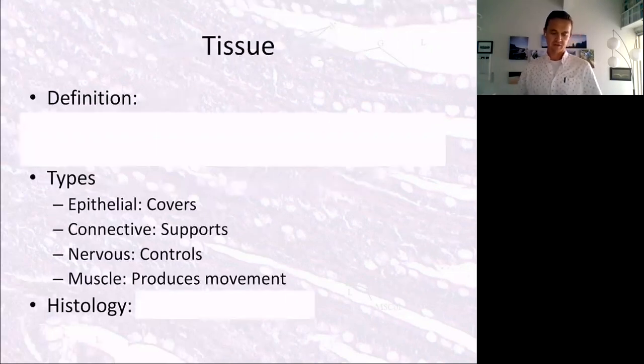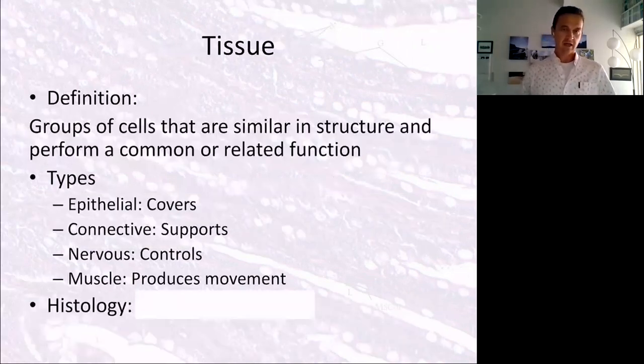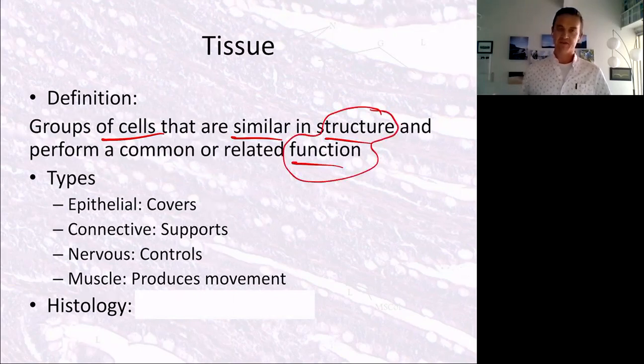Let's start with the definition of tissue. A tissue is a group of cells that are similar in structure and function. They have similar anatomy and physiology. There are four main tissue types in the human body. There's epithelial tissue, whose main job is to cover. Connective tissue, whose main job is to support. Nervous tissue, whose main job is to control. And muscle tissue, whose main job is to produce movement.